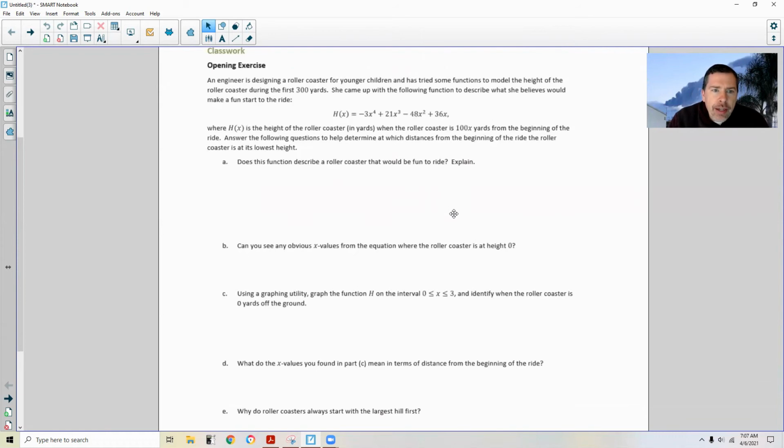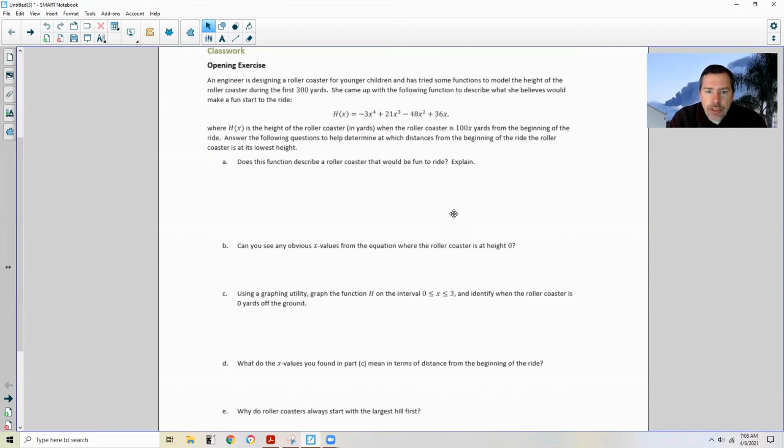All right, opening exercise says an engineer is designing a roller coaster for younger children and has tried some functions to model the height of the roller coaster during the first 300 yards. She came up with the following function to describe what she believes would make a fun start to the ride. So she has this function, h of x equals negative 3x to the fourth power plus 21x cubed minus 48x squared plus 36, where h of x is the height of the roller coaster in yards when the roller coaster is 100x yards from the beginning of the ride.